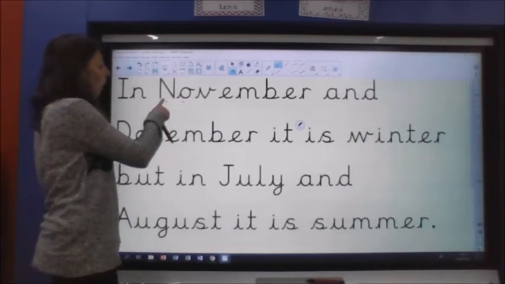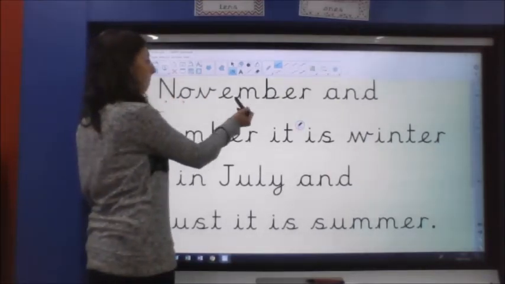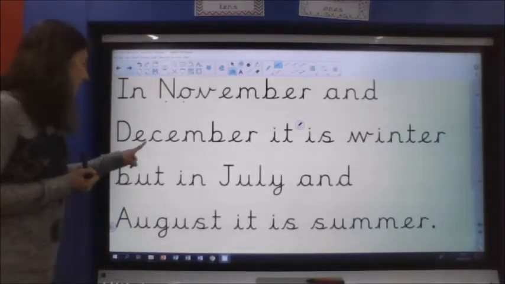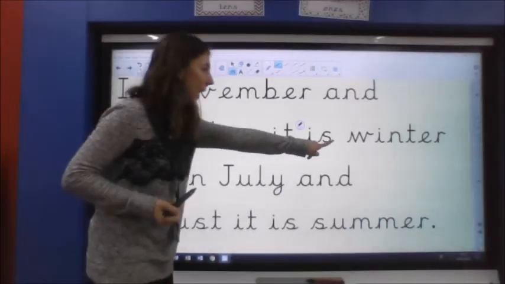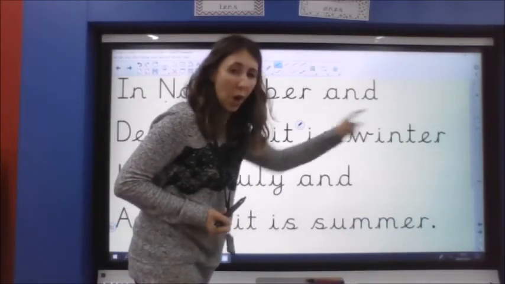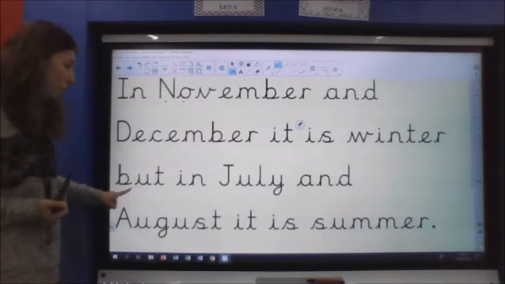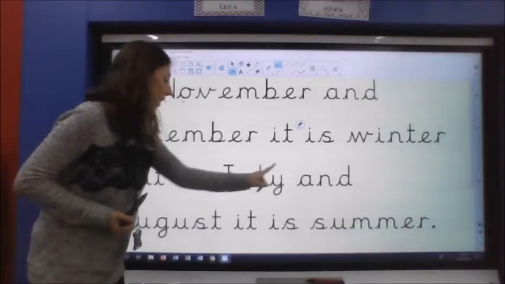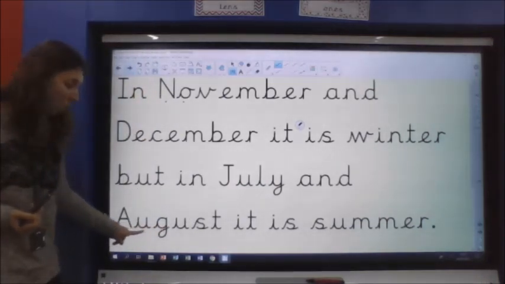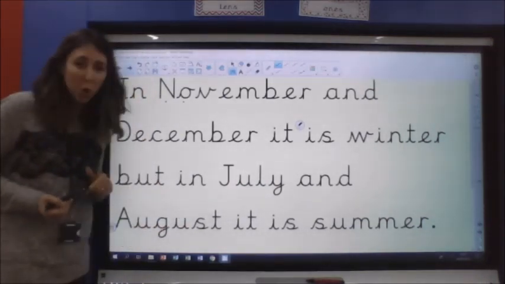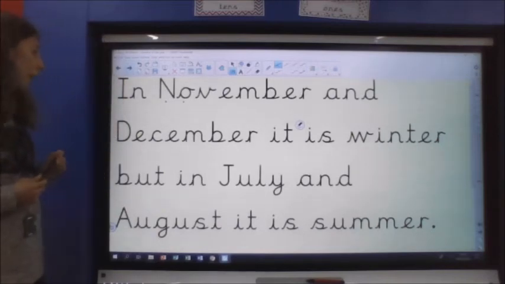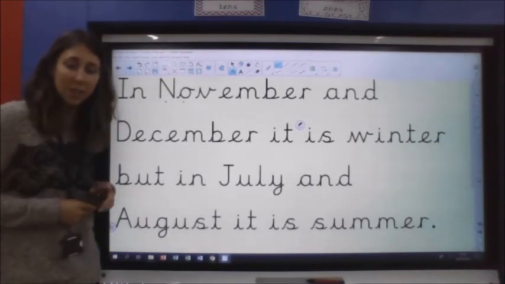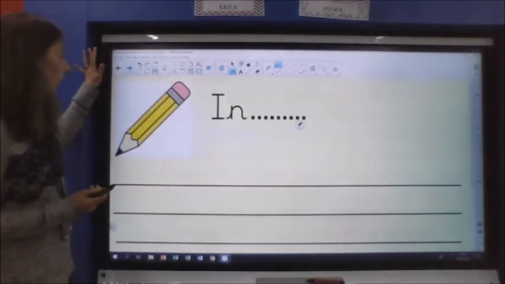So, in November and December, it is winter, but in July and August, it is summer. In November and December, it is winter, but in July and August, it is summer. If you had a go at reading that.